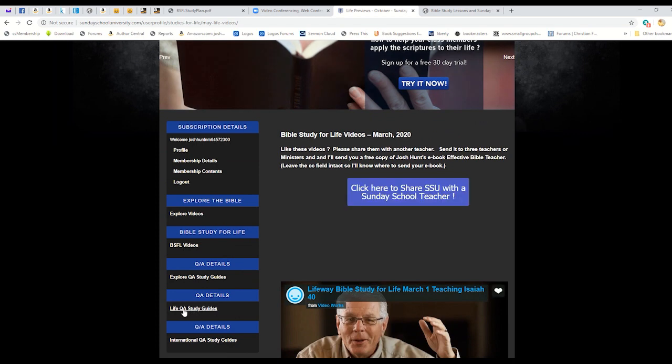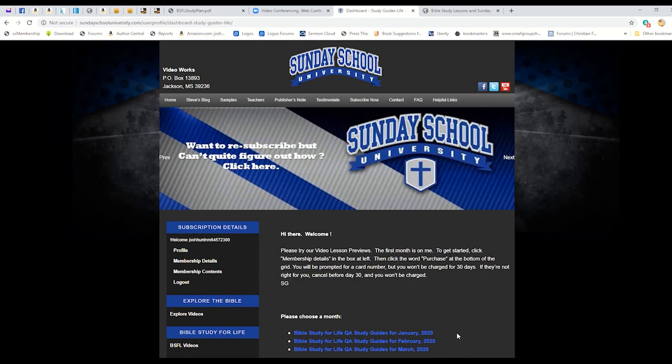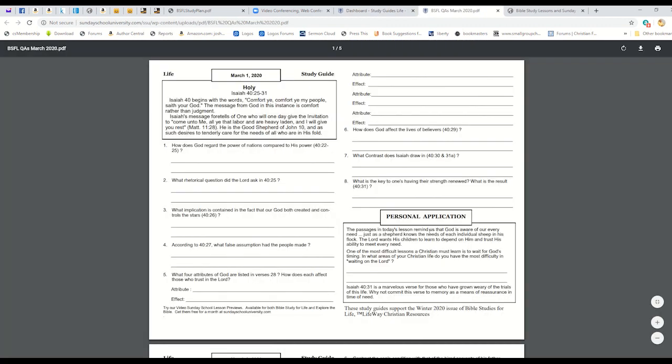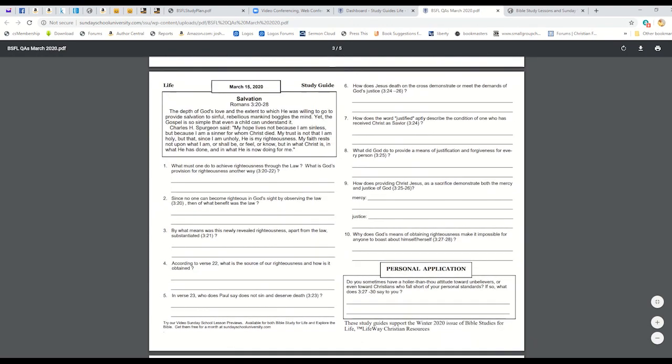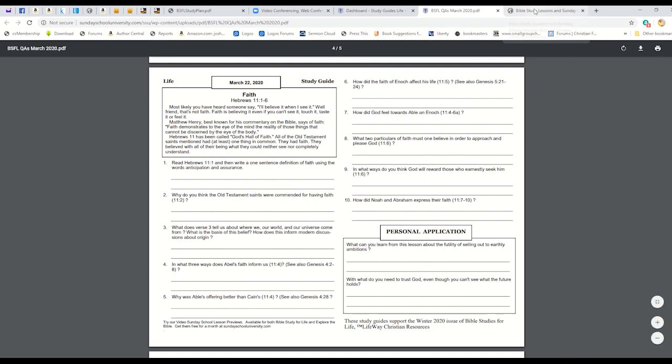And then we have these Life Q&A study guides. So let's look at what that looks like. And so once again, here's the March studies, and here we are, March 1st. We're going to work our way down, and these are kind of fill-in-the-blank study guides, and they could be used for a discussion guide as well. So just work your way through these 10 questions. You might pass these out ahead of time, or point your people to them ahead of time, so they could be thinking about them.